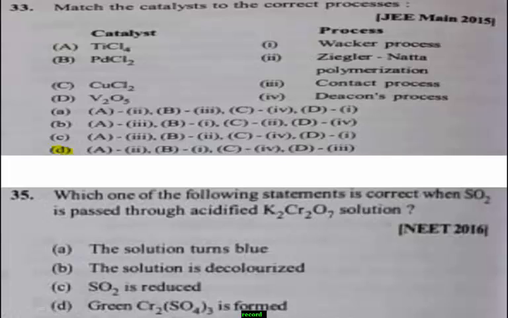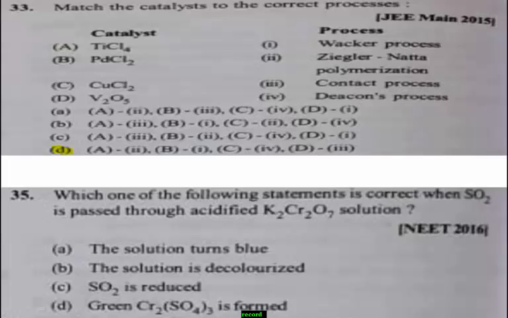Next question number 35. Which one of the following statements is correct when SO2 is passed through K2Cr2O7? Yes, the concept of K2Cr2O7 and KMnO4 is deleted in your state level syllabus, but when you concentrate on the JEE exam, all the concepts are involved. Therefore, I select some questions on this topic also. Students, now the question is, which one of the following statements is correct when SO2 is passed through acidified K2Cr2O7? First, you write the reaction that takes place between SO2 and K2Cr2O7 in acidic medium, as they mentioned acidified.